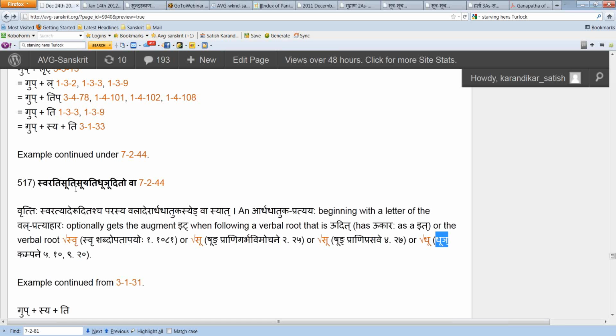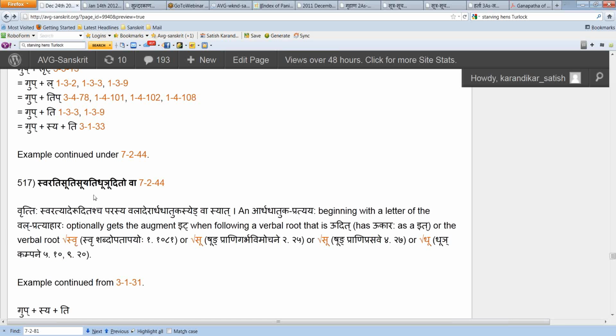So one last time, these four dhatus: svarati, dhatu svru; suti, this dhatu su in the adadiganaha; suyati, dhatu su in the divadiganaha; and dhuñ, which comes in the svadiganaha and kriyadiganaha, as well as any dhatu which is udit. Following such, following these dhatus, the idagamaha will be optionally for whom? For a pratyaya which is valadi ardhadhatuka pratyaya.